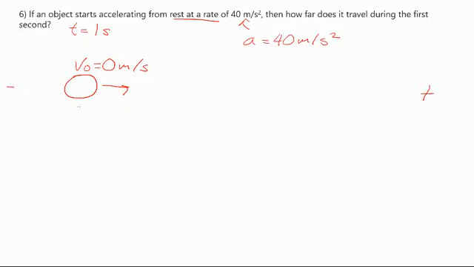Let's assume that this position here, x naught, equals 0 meters. And after 1 second, this is after t equals 1 second, this is our final position. That's what it's asking us to find, right? By the way, the acceleration is going to the right because it's a positive 40. Right, this is a positive 40. Okay.